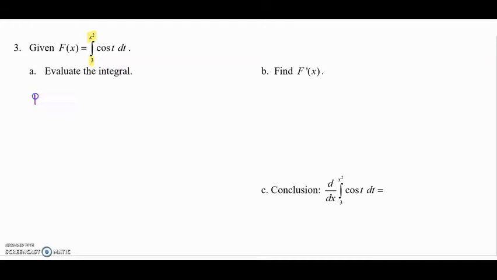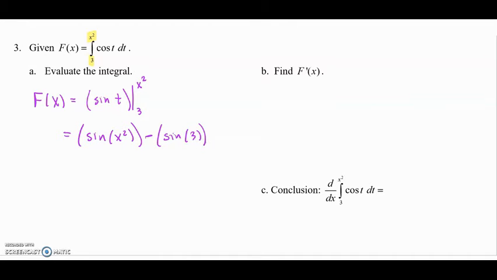So let's get my purple pen here. All right, so let's evaluate using the antiderivative. Well, whose derivative is cosine of t? That would be sine of t. All right, so that's the antiderivative. And now, if we're evaluating this from 3 to x squared, okay, well, that would be the sine of x squared minus the sine of 3, right? That's just the number 3, and then the sine of 3.